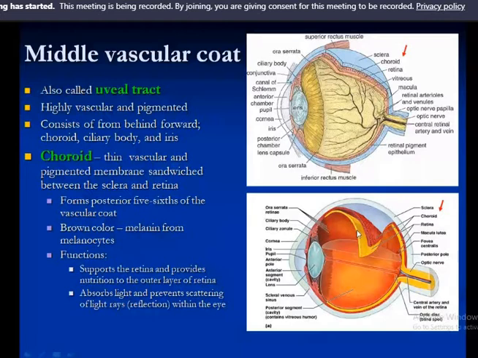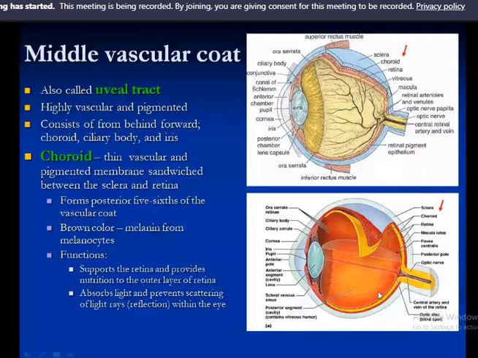Now this choroid is a thin, vascular and pigmented structure which is present between the sclera and the retina. Now this one is mainly present on the posterior 5/6 of the vascular cord. It occupies the posterior 5/6 of the vascular cord. It consists of the melanocytes, so it imparts the brown color.